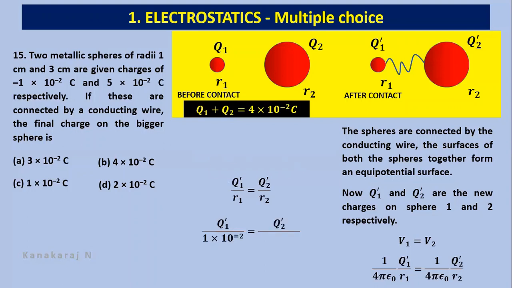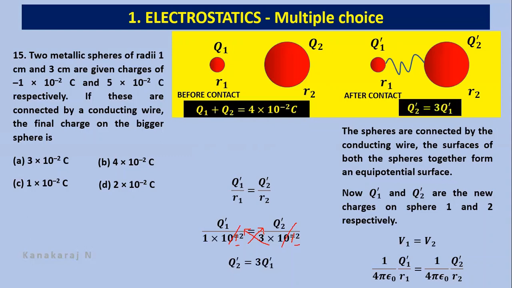There is a mistake over here. This is not equals, this is minus. Anyhow, this 10 power minus 2 and this 10 power minus 2 get cancelled, and we have to do the cross multiplying. After cross multiplying, we get Q2 prime equals 3 times Q1 prime. So we need this particular relation for further reference. We'll keep it near the diagram.